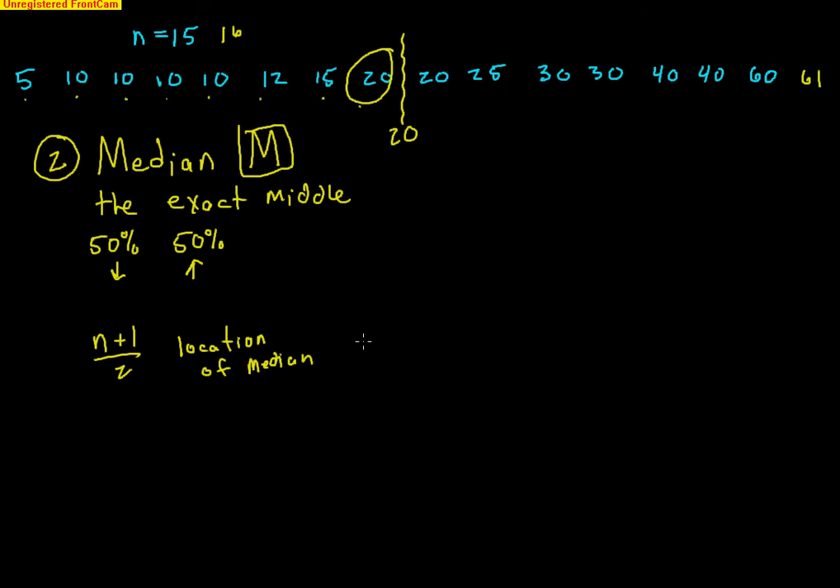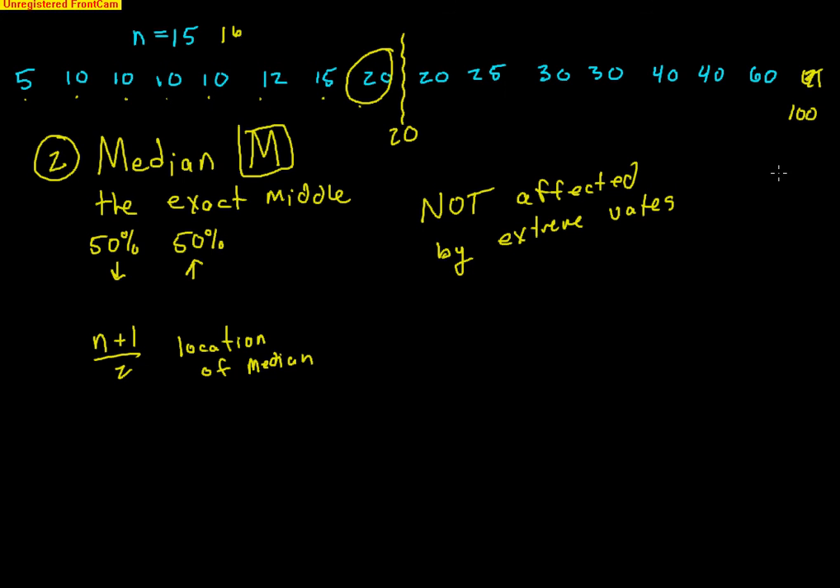Now, a couple of things about median. Median is not affected by extreme values. So notice, for example, I added that 61, and it really didn't change the median. This 61, I could have made this 61 a 100. I mean, a clear outlier, right?